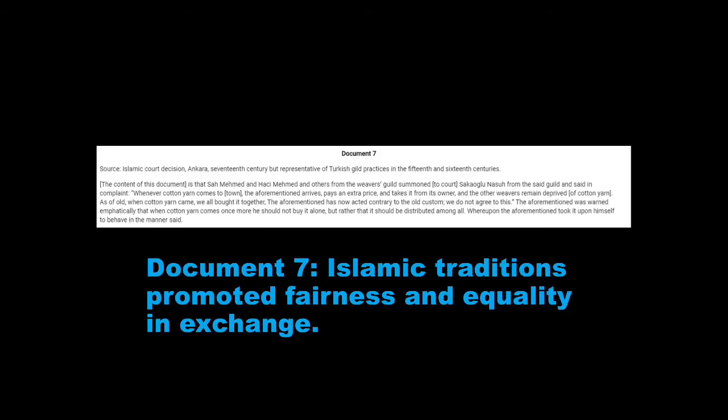And finally, document 7 talks about the Islamic traditions and rituals when it comes to trade, and that so many of these things promoted, again, equality and fairness in trade. Yet, this document in particular tells the story of an individual who goes against that tradition and buys grain and hoards the cotton for himself, creating a little bit of a conflict in a Muslim world.